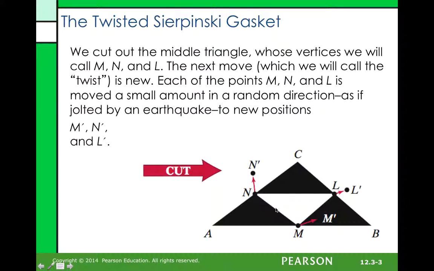Now the next move is new. We didn't do this last time. What you do is you jostle these points a little bit. So imagine a tiny little earthquake comes along and jostles little n to a point n prime, little l to a point l prime, little m to a point m prime. The direction here is random. So n prime could have been right here, or maybe right here, but the point is that you just jiggle these points a little bit.